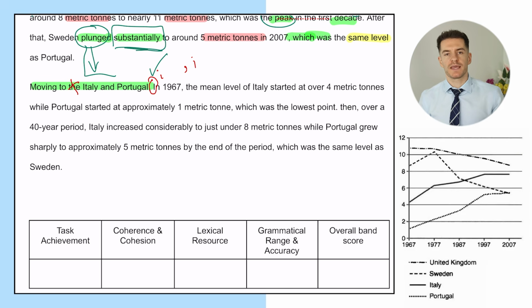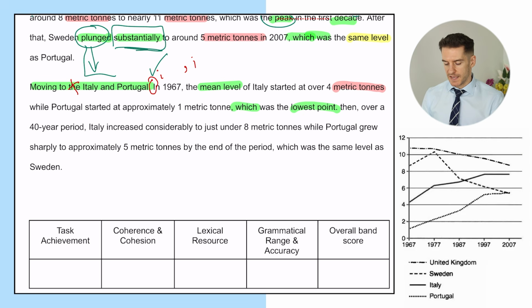For example, the name of a country. Let's continue reading here. The mean level, okay, nice one, of Italy started at over 4 metric tons. Okay, we've got a little bit of that repetition again. While Portugal started at approximately 1 metric ton, which was the lowest point. Nice, okay, nice grammar, which, and then lowest point, some nice comparisons.